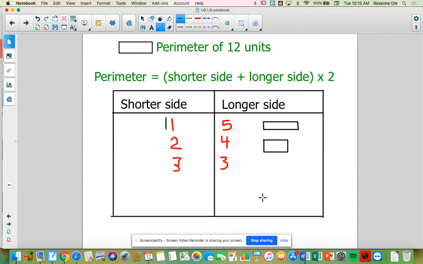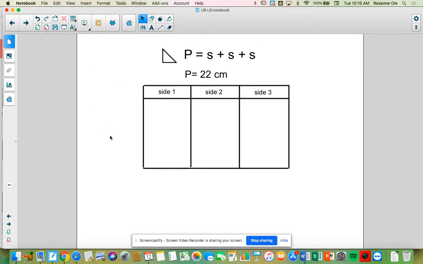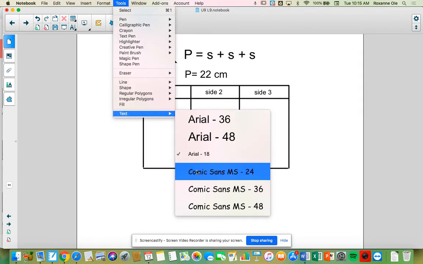I do expect to see a table for each of these questions. So every question needs a table with a list. Let's look at triangle. If you are told to make a triangle with a perimeter of a certain number, in this case it's 22, you're going to do side plus side plus side. But keep in mind, this happened last time where some people were putting numbers that really wouldn't work if you tried to make them a triangle.